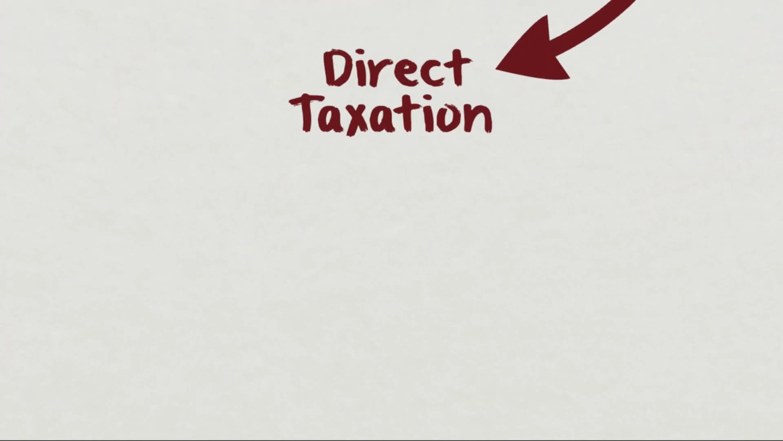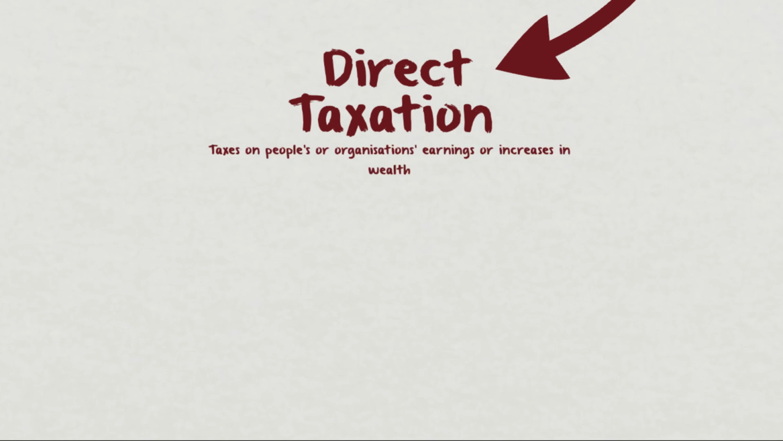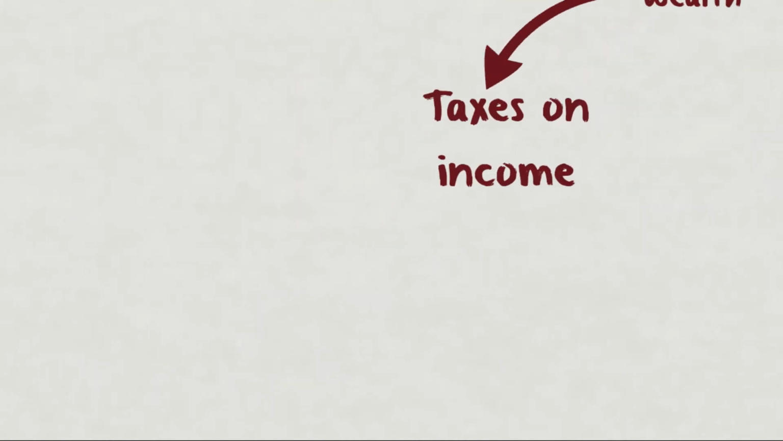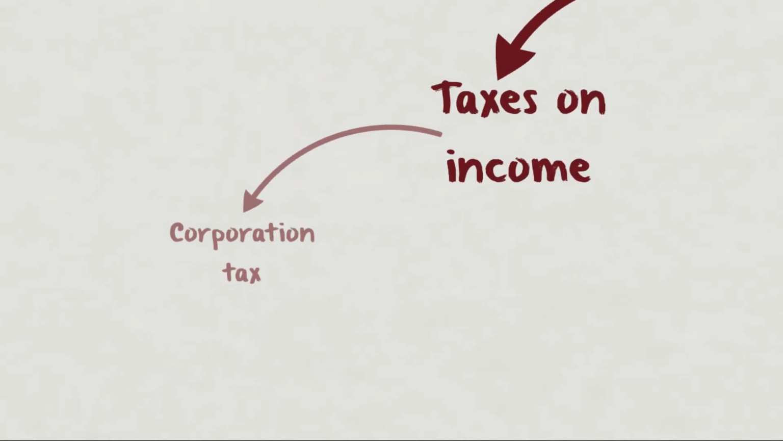Let's have a look at what direct taxation is. So, direct taxes are those taxes on people's or organisations' earnings or increases in wealth. There are several examples of direct taxes, and the first of these is taxes on income. Taxes on income include corporation tax, which are taxes paid by companies. They also include income tax, which are taxes paid by working individuals, the self-employed, or partners in a partnership.